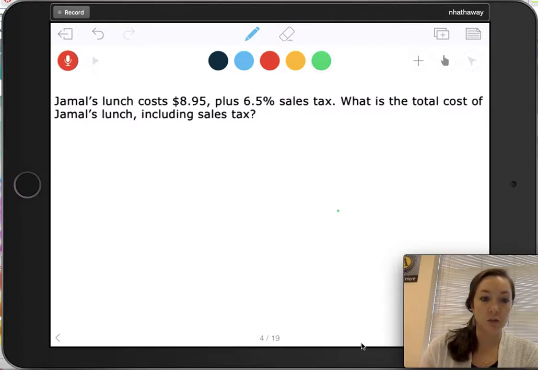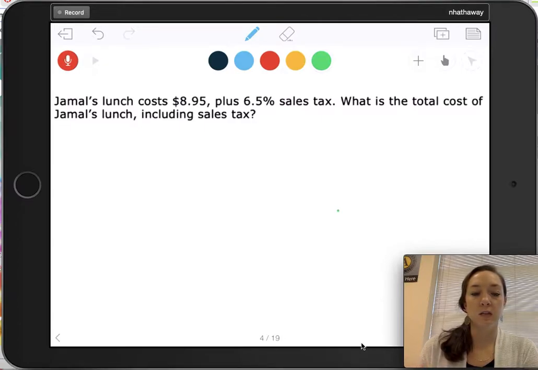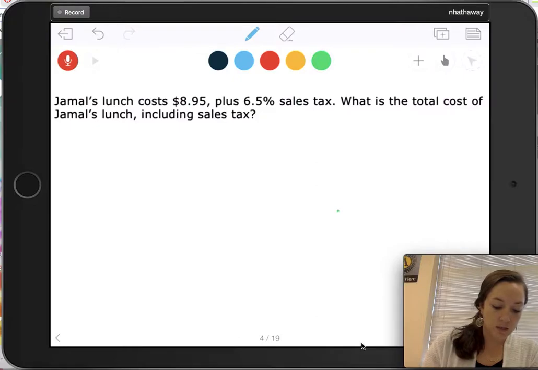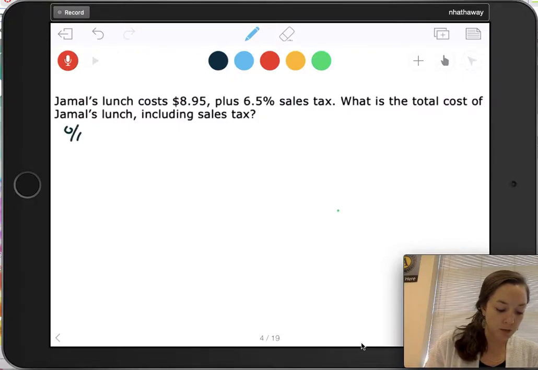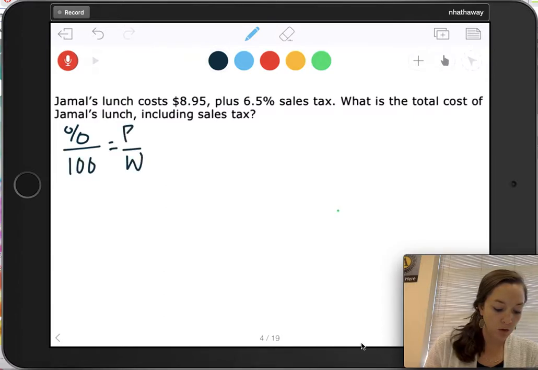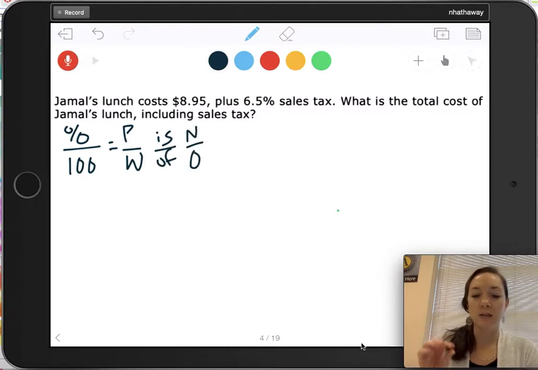Our first question: Jamal's lunch cost $8.95 plus 6.5% sales tax. What is the total cost of Jamal's lunch, including the sales tax? So let's think through this. Before I do anything else, I want to write my proportion down: percent over 100 equals part over whole, is over of, new over original. I always want to write that so I make sure I put things in the correct place.